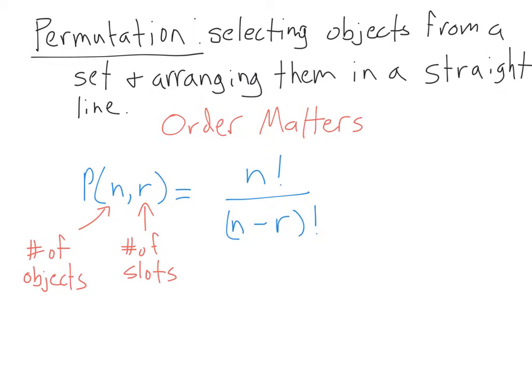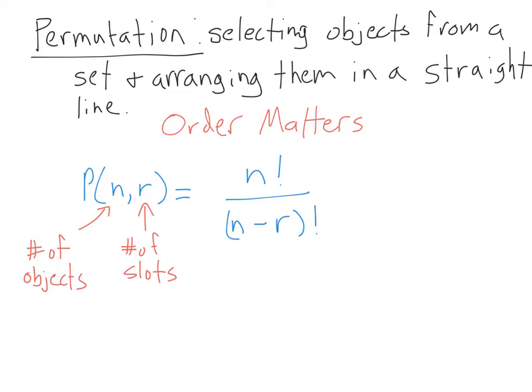So we're going to start with permutations, and a permutation is selecting objects from a set and arranging them in a straight line. So again, just like in the last example, you're selecting objects or students from a set of 8, and you're arranging them in a straight line of 4 chairs. And in that case, we call it a permutation, and we say that the order definitely matters, which is what I put up here in red.